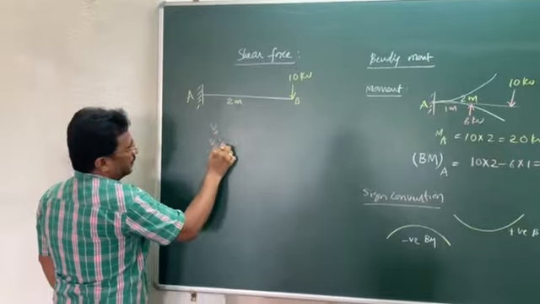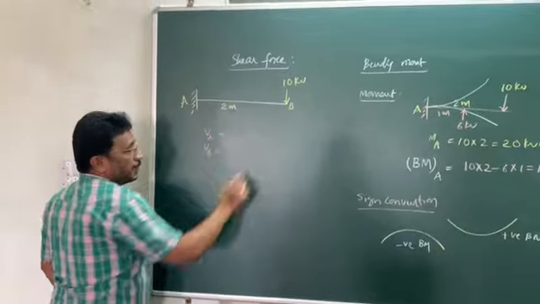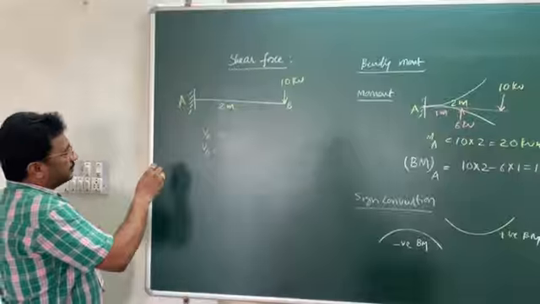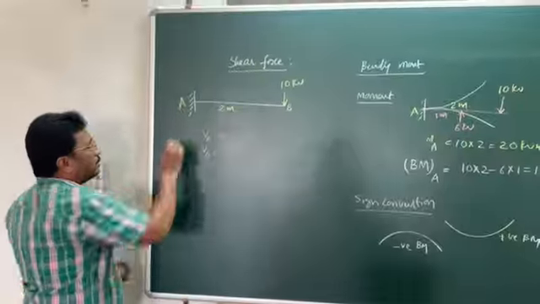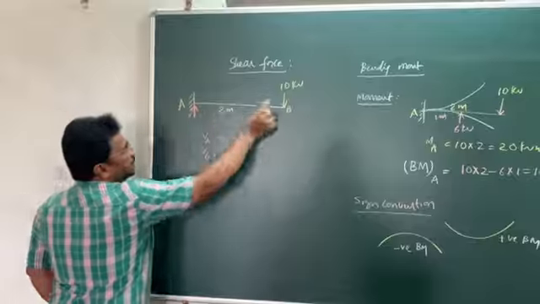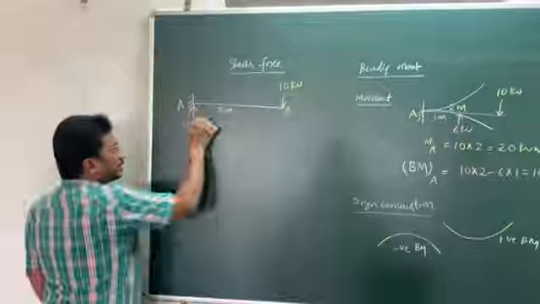Similarly, shear force at B. There are 2 points here, starting point and end point. And before that, let us calculate the reaction here. What will be the reaction here? The reaction is equal to 10 kilonewtons only.